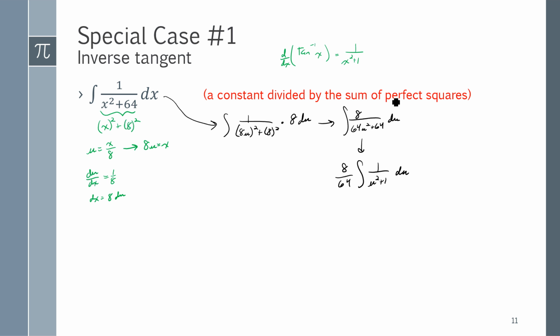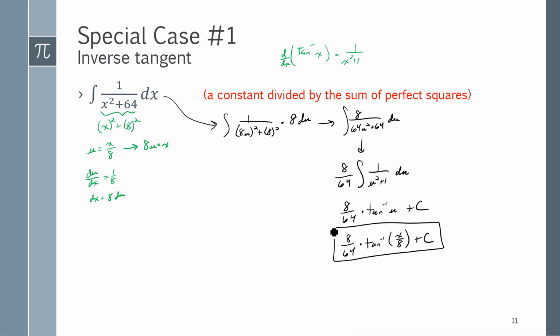And I now have something that looks like the inverse tangent derivative. So I have 8 over 64 times the inverse tangent of u plus c. So I have 8 over 64 times the inverse tangent of x over 8 plus c. And there is our antiderivative. Again, you would not have been expected to recognize to do that on your own without it being shown to you first. That's how I learned it, is somebody had to show me how to approach this.